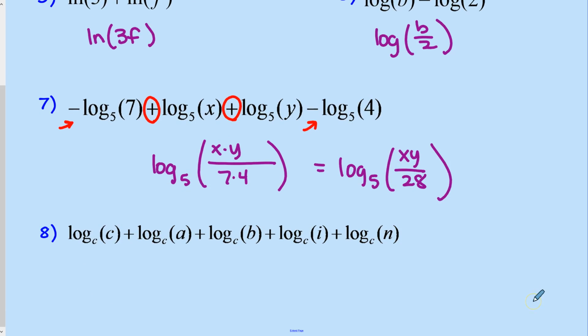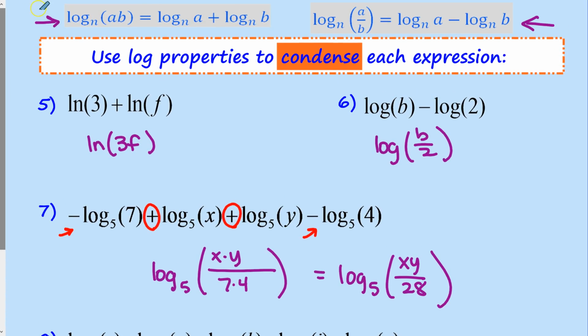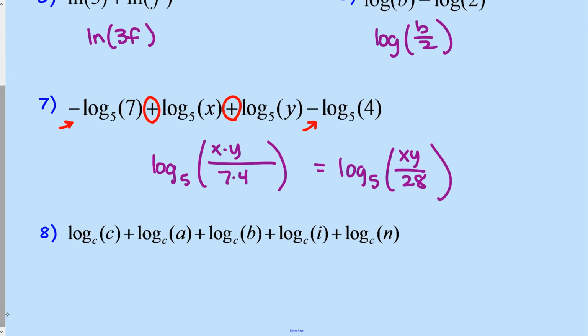Okay, number 8. Notice that we have, 1, 2, 3, 4, 5 different logarithms, and they're all added together. And so because they're all added, we're just using the product property, not the quotient property. We don't have any subtracted logarithms. So that means we're going to be multiplying all these things, C-A-B-I-N. So we have log base C of C times A times B times I times N.